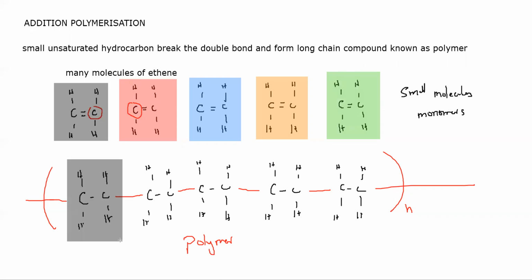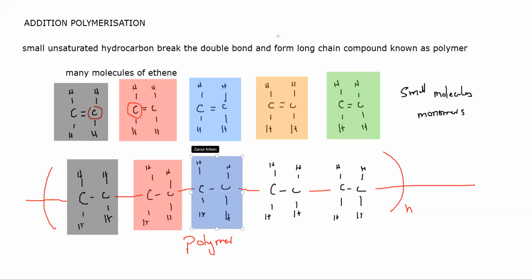This was the first molecule. This one is the second molecule. Then this one is the third molecule. Then the fourth molecule, and then the fifth. But this will happen and so on, and you can see all of them linked together as the double bond breaks. And when this long chain compound is formed, what do we call this long chain compound? We call this long chain compound a polymer.